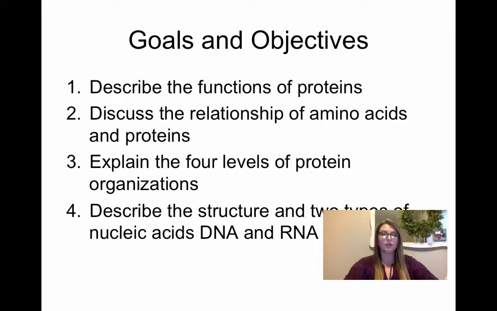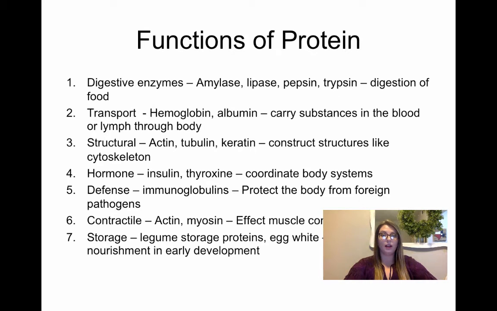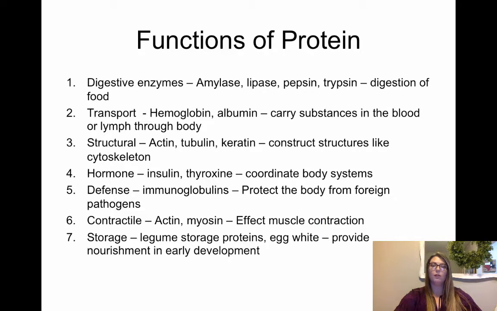So our goals and objectives are to describe the functions of proteins, to discuss the relationship of amino acids in proteins, to explain the four levels of protein organization, and to describe the structure and two types of nucleic acids, DNA and RNA. So we as humans can be thought of as protein-making machines, and these proteins that we make, we make tons of them, and they have a lot of functions.